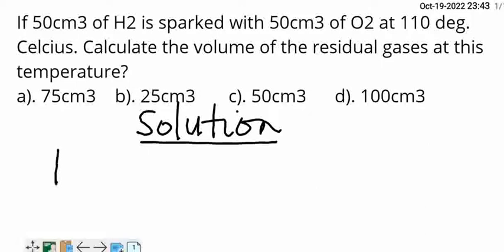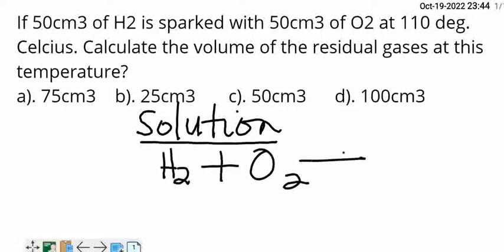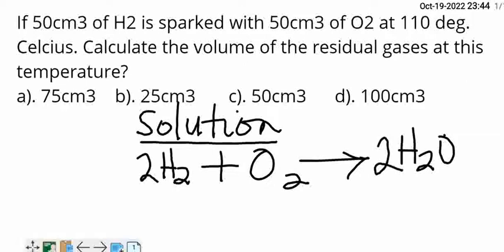Now we are told that hydrogen reacts with oxygen. This would form water as expected. Balancing the equation, we have 2 here and then 2 here, so that the hydrogen becomes 4 on either side and the oxygen is 2 on either side.